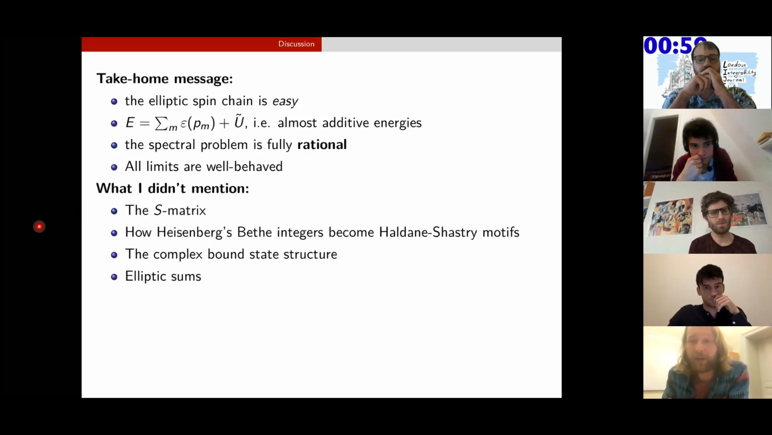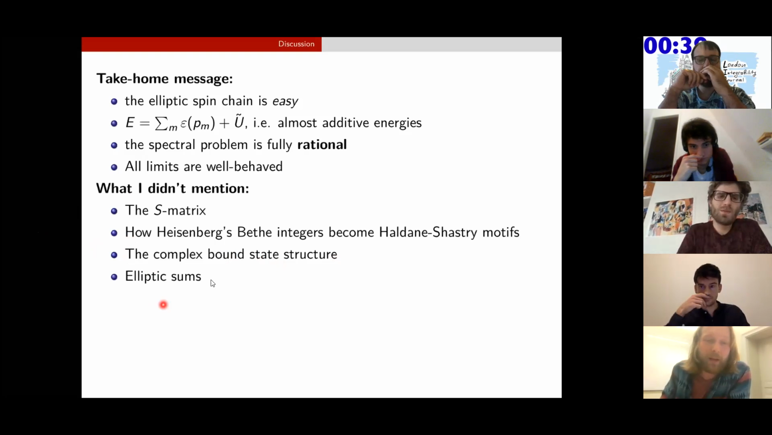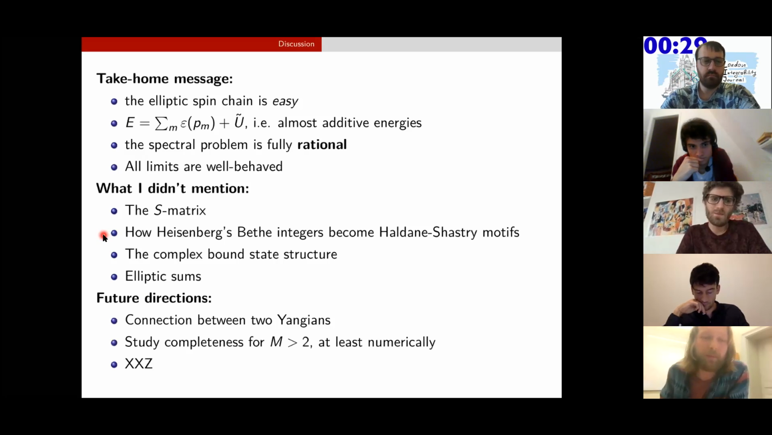There's an S matrix, which you can define, which is a generalization of an S matrix to the finite length setting for long range spin chains. And you can ask the question how Heisenberg Bethe integers are related to Haldane-Shastry motifs exactly, how this correspondence works exactly. There's all kinds of complex bound state structures to analyze, which is also interesting. And finally, the trick that Inozemtsev introduced, we perfected to compute different types of elliptic sums. And of course, this is just a technical tool that is interesting to see.